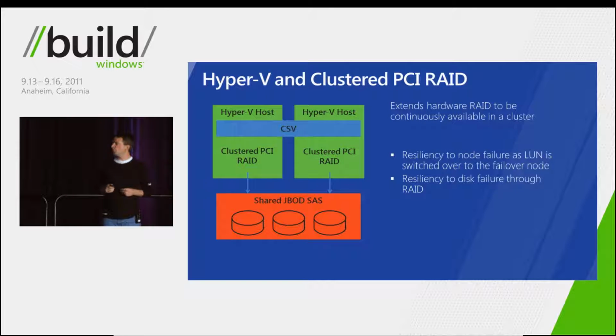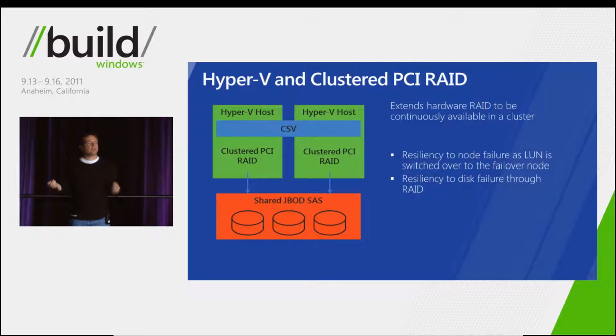And the last way that we can provide shared storage is through clustered PCI RAID. This is extending the hardware RAID to be continuously available in a cluster. So this will provide resiliency to node failure and resiliency to disk failure. And it will provide customers a solution that will work at smaller scales than what you could potentially get from an external storage array, but potentially at a lower cost point. So when you compare Windows Server 2008 R2 with what we're providing in Windows Server 8, there are many, many more deployment options that customers will have to get shared storage and have a solution that provides continuous availability.